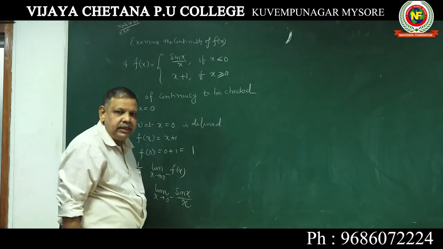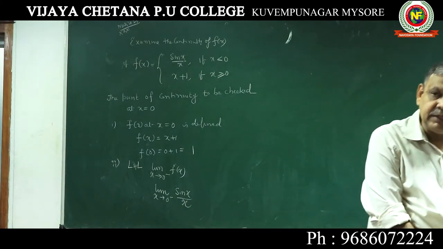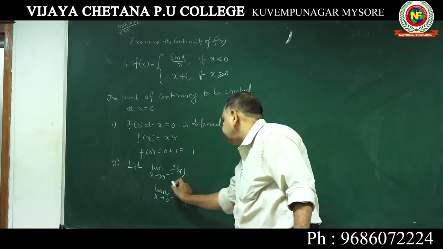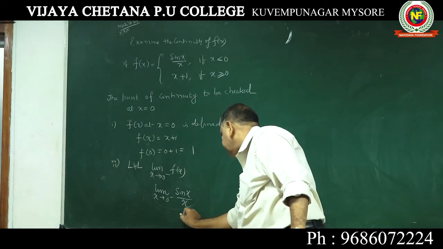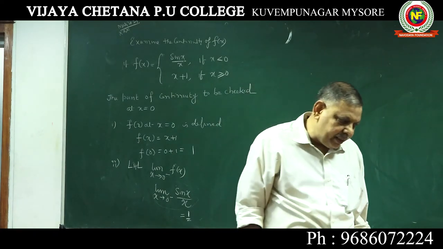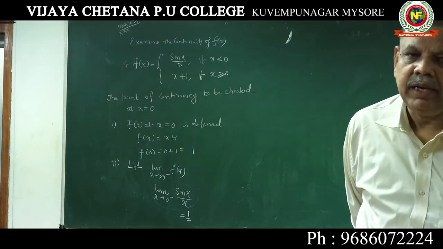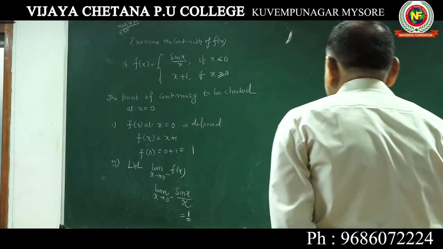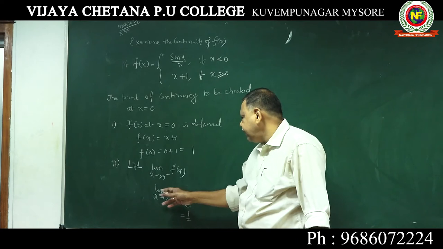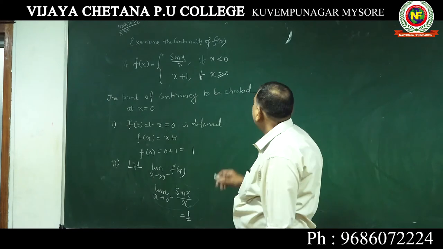Last year, you have learnt one important limit. I told you, limit theta tending to 0 of sin theta by theta is 1, or limit x tending to 0 of sin x by x, this limit is 1. It is a standard limit. Two limits I gave you last time. One is a trigonometric limit, the other is an algebraic limit: limit x tending to a of x to the power n minus a to the power n by x minus a is n a to the power n minus 1. Now we are not using that limit. Use the trigonometric limit, theta tending to 0 of sin theta by theta is 1. This is 1. Now go for RHL.